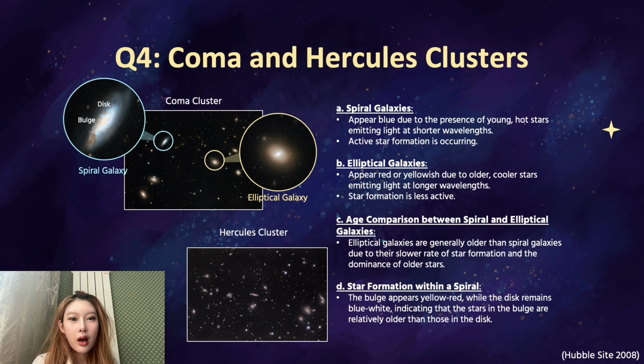In contrast, elliptical galaxies contain mostly older stars, which emit light at longer wavelengths, giving them a redder or yellowish appearance. Since elliptical galaxies generally contain older stars, we can conclude that they are typically older than spiral galaxies. However, this doesn't mean that all stars in spiral galaxies are young. Take a look at the spiral galaxies from the Coma cluster. For example, you can see that while the bulge appears somewhat yellow and the disk remains blue, this suggests that the stars in the bulge are older compared to those in the disk.